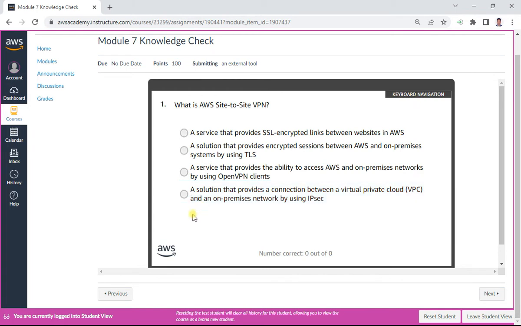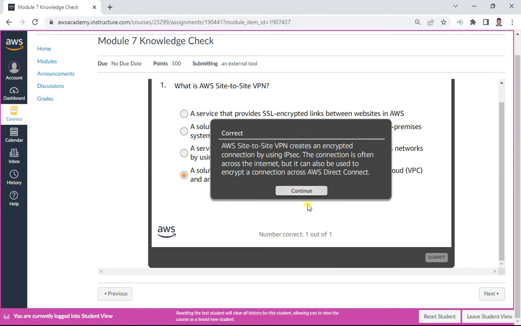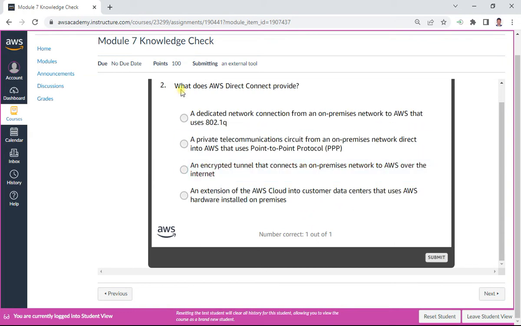So here is your first question. What is AWS Site-to-Site VPN? It is a solution that provides a connection between a VPC and an on-premises network. This is the right answer. So just submit. Okay.